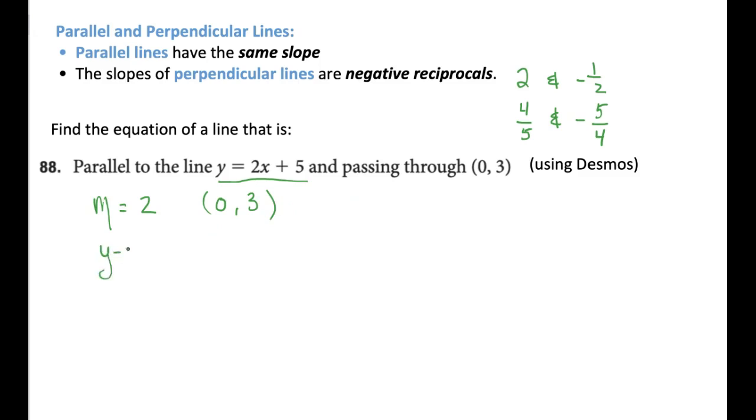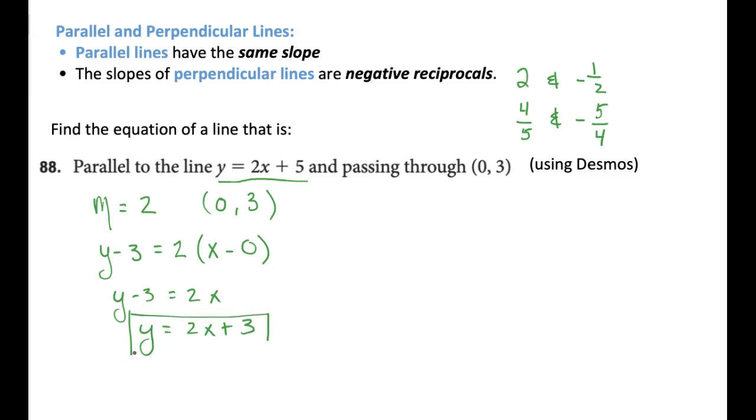We're going to say y minus y1, which is 3, equals m, which is 2, times x minus x1, which is 0. So we get y minus 3 equals 2x. So y equals 2x plus 3. So that is the equation of the line parallel to 2x plus 5 passing through (0, 3).